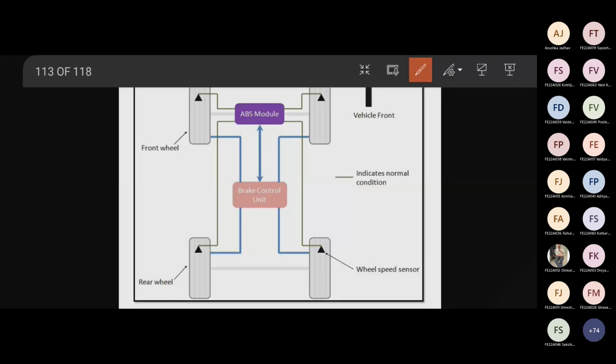Now how it is working? When you are pressing the brake pedal, right? These are the hydraulic brake fluid lines. You can see these blue colored ones are the hydraulic brake fluid lines. Okay.